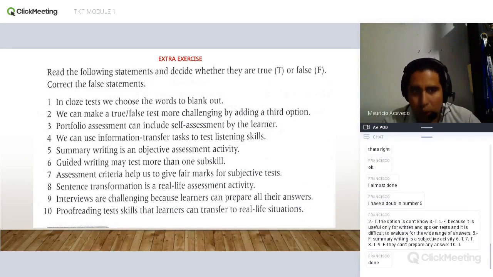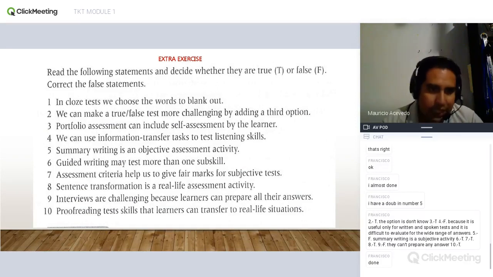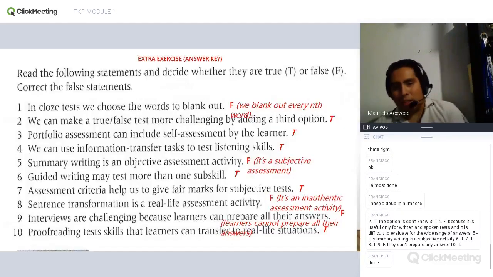Number 7 is true. Number 8 is true. I'm just checking the false ones, okay? Because we're going to see the answers. Number 9 is false. Very good. Interviews are challenging because learners can prepare all their answers. No, right? They cannot prepare all their answers. That's why it's challenging. And finally, number 10 is true for you. Okay, so these are your answers. They look very nice to me, although I don't agree with some of them, but they are cool.